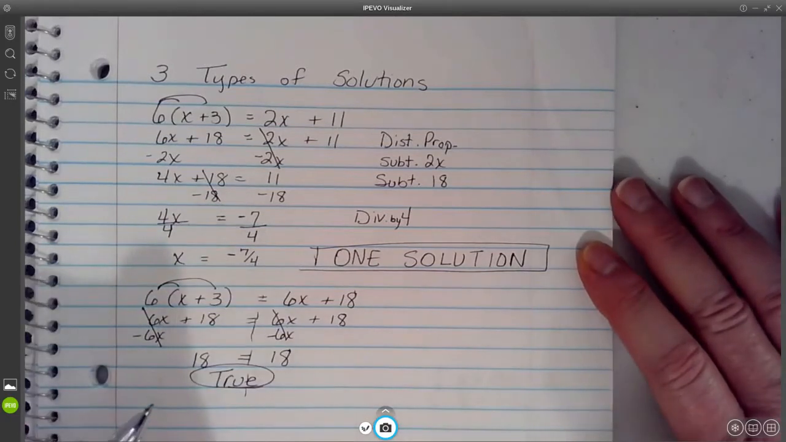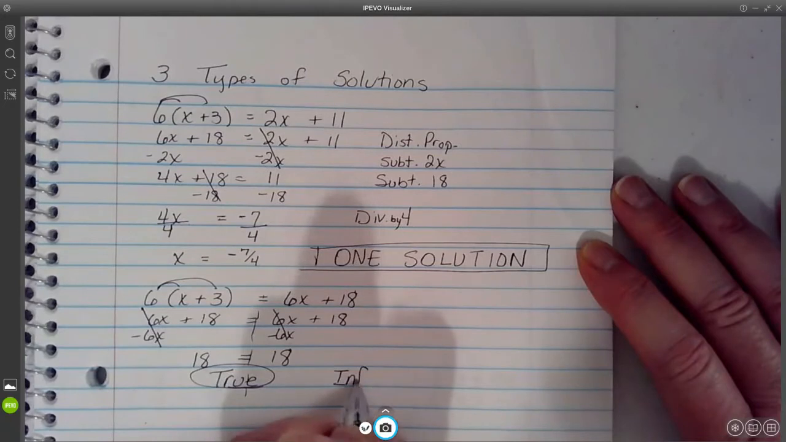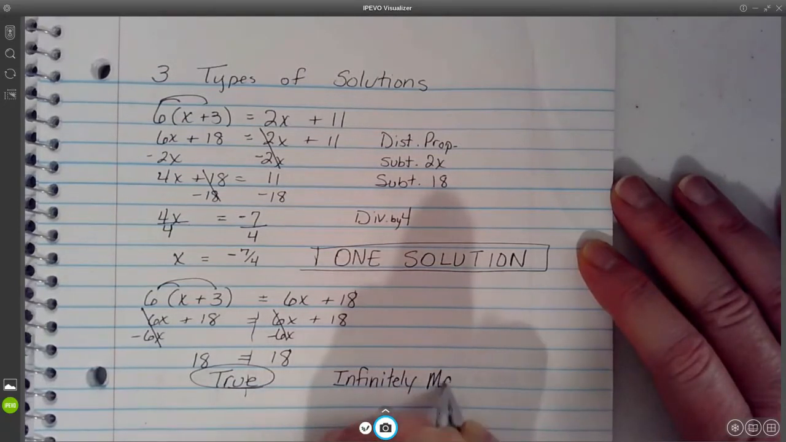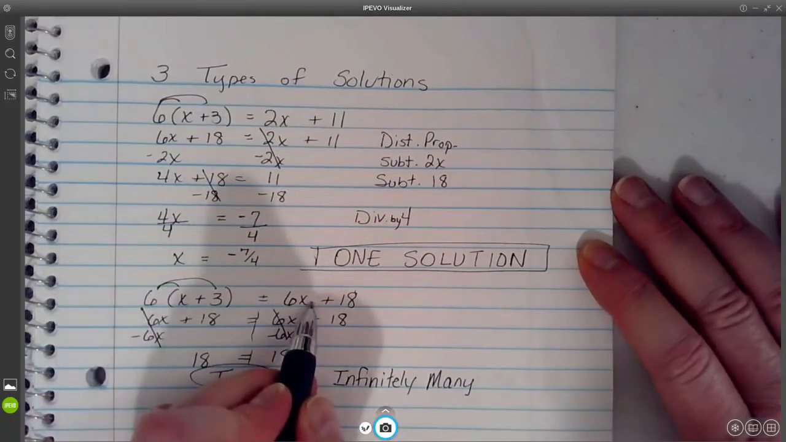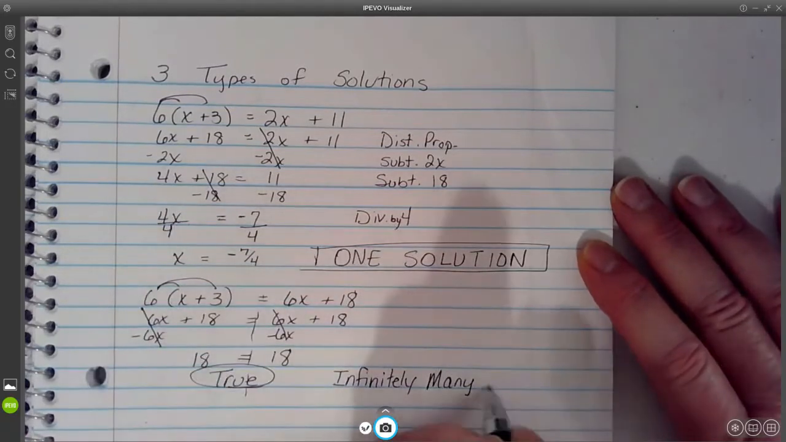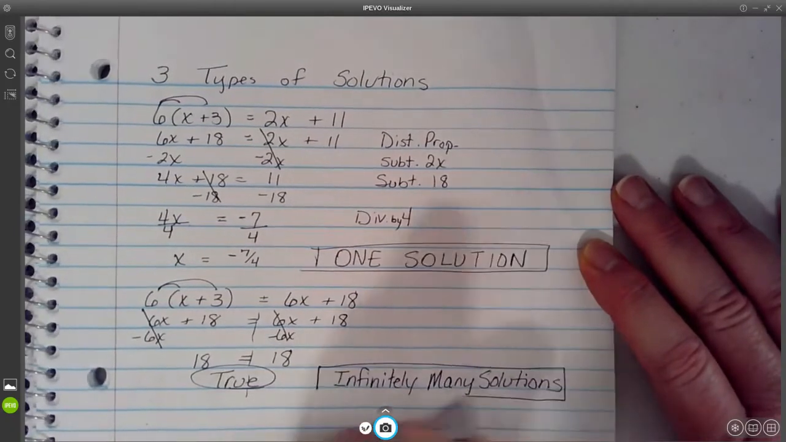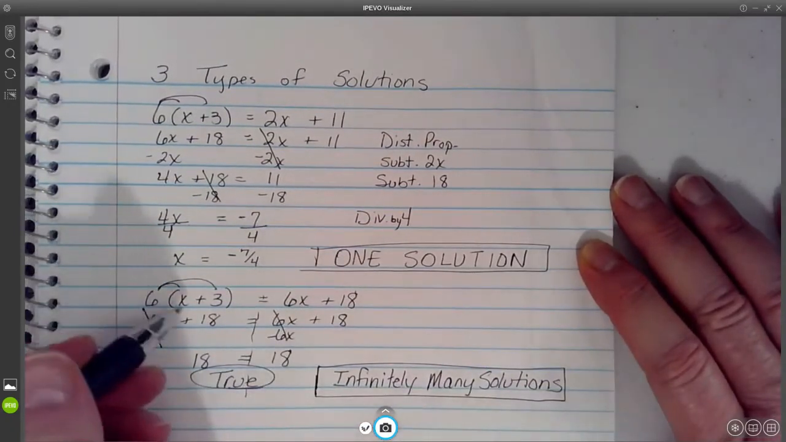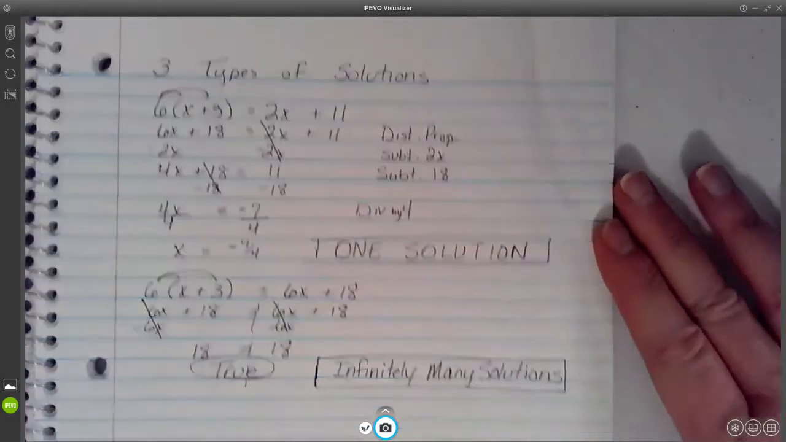And when that's true, but you have lost your variable along the way, you have infinitely many solutions. What that means is I could go back to this original problem and put anything I want at all in for x, and both sides will equal the same. So the second solution type you can get is infinitely many solutions. You're working along, your variables cancel, and what's left is true.